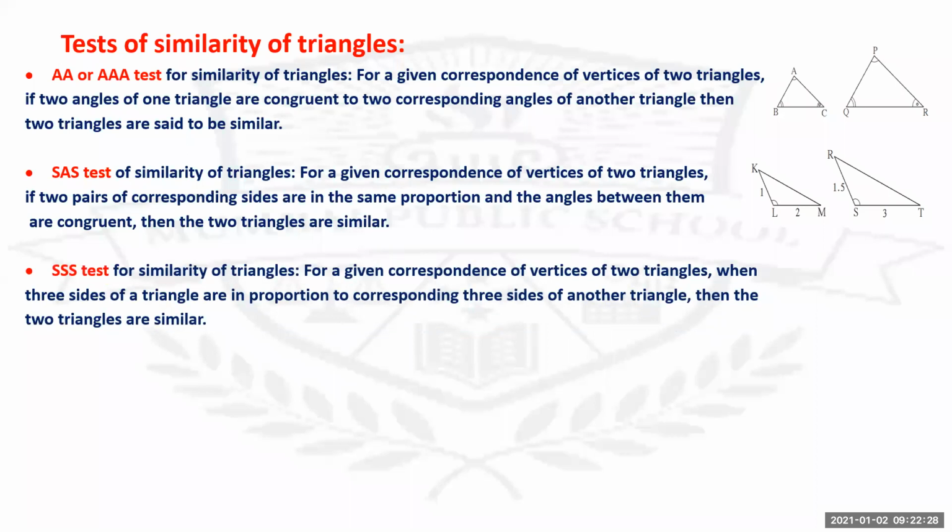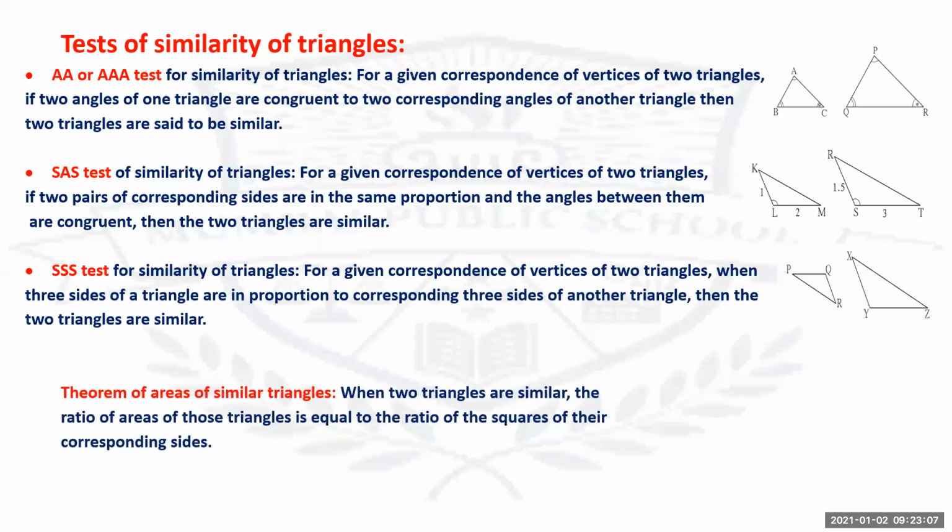Next is the side side side test for similarity of triangles. Now, for a given correspondence of the vertices of the two triangles, when the three sides of the triangle are in proportion to the corresponding three sides of the other triangle, then the two triangles are similar. Check, the sides should be in proportion. So when all the three sides are in proportion, you'll see that the two triangles are similar.